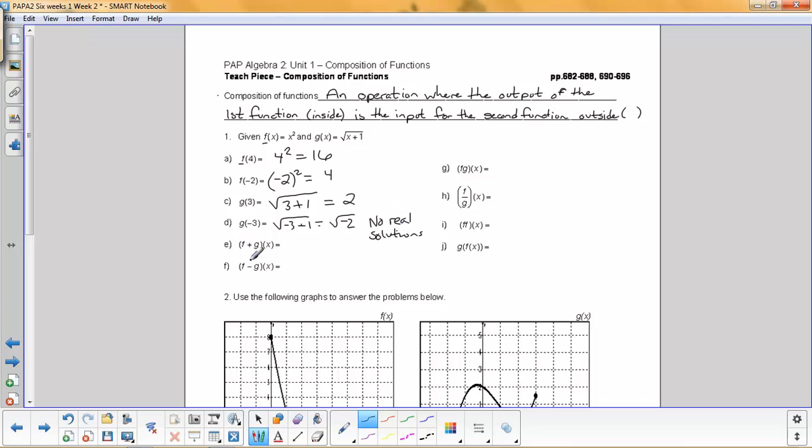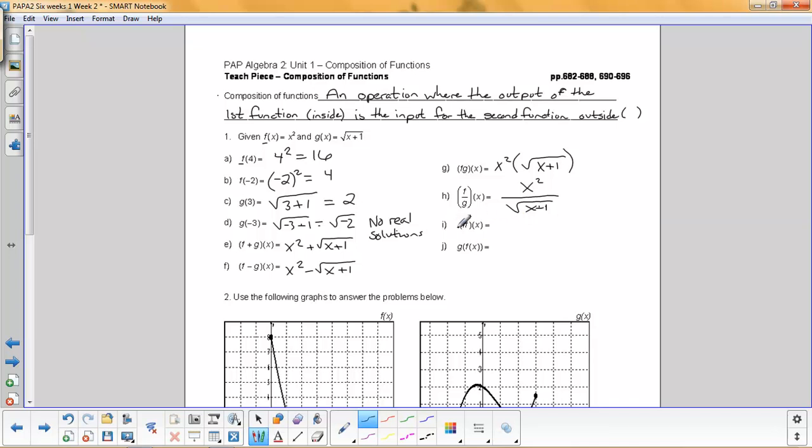Alright, this one is using operations to form composition functions. f plus g of x simply means you will add the f function to the g function, combine like terms if possible, and we are done. Same thing here. Combine like terms, not possible, so we are done. Same thing here. x squared times the square root of x plus 1. f divided by g of x is x squared divided by the square root of x plus 1.